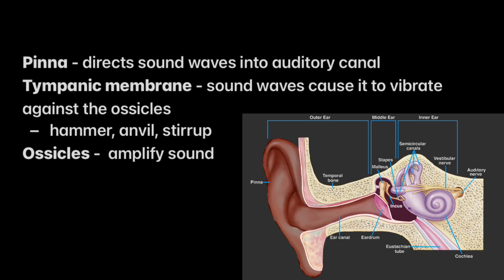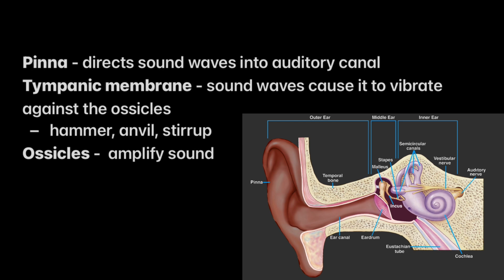Moving on to the anatomy of the ear, the very outside of the ear, which you can see, is the pinna, and it's shaped so that it directs sound waves into the auditory canal. As the waves travel through the auditory canal, they hit the tympanic membrane, aka the eardrum, and the sound waves cause it to vibrate against these three bones called the ossicles. These are known as the malleus, incus, and stapes, or more commonly called the hammer, anvil, and stirrup.